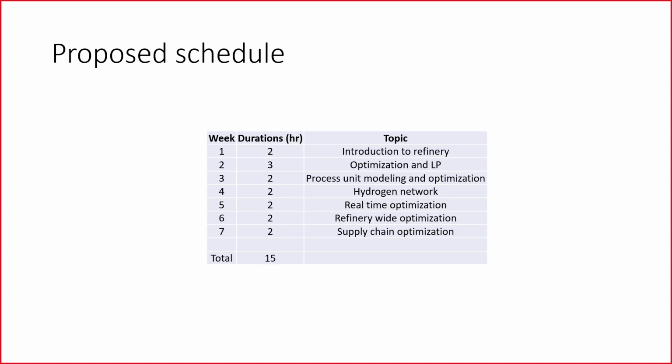And then the next week, we'll discuss hydrogen, and then the RTO, the one that you just saw briefly, and then refinery-wide optimization, what it means, and then lastly the supply chain optimization. The supply chain includes the planning and scheduling for the crude oil, and the planning and scheduling for the product. That's what is traditionally called supply chain optimization.